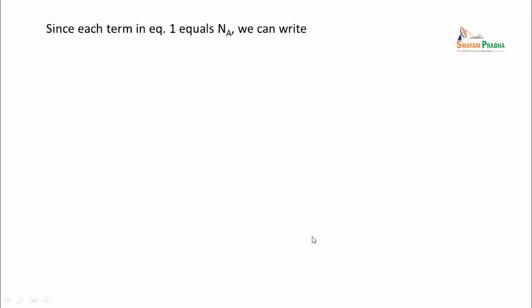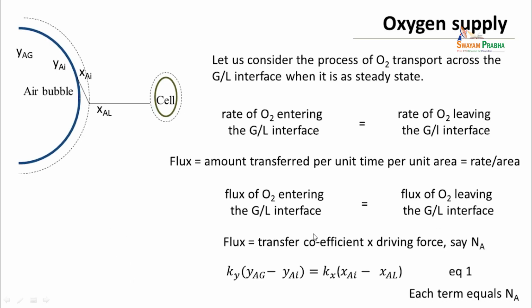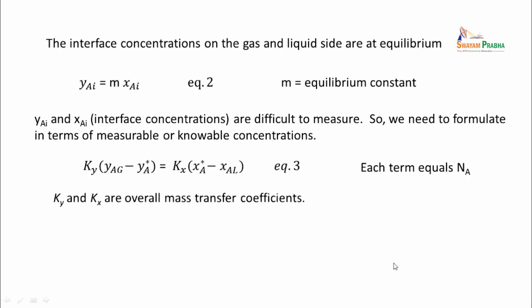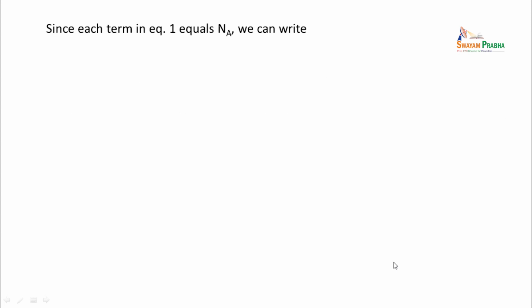Since each term in equation 1 equals Na, equation 1 was this, each term equals Na, therefore we could write Ky into Yag minus Yai was Na, therefore Yag minus Yai is Na by Ky. Let's call this equation 4. And similarly, Xai minus Xal is Na by Kx, equation 5.